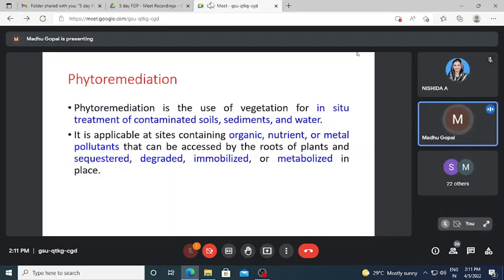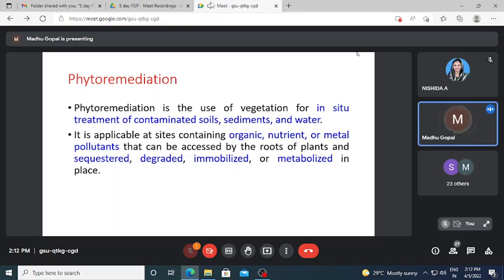So first we will see the definition of phytoremediation. As I told you earlier, as the name indicates, it's the use of vegetation. It's the use of plants for in situ treatment of contaminated soils, sediments as well as water. So the use of vegetation for the in situ treatment of contaminated soils, water, etc. is known as phytoremediation. And this technique can be applied to sites containing, one, organic substances.